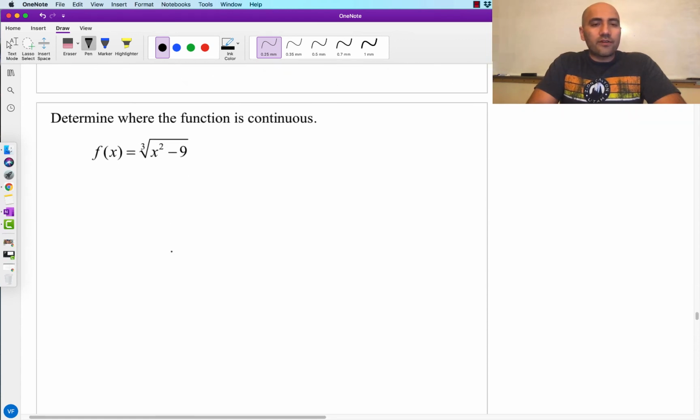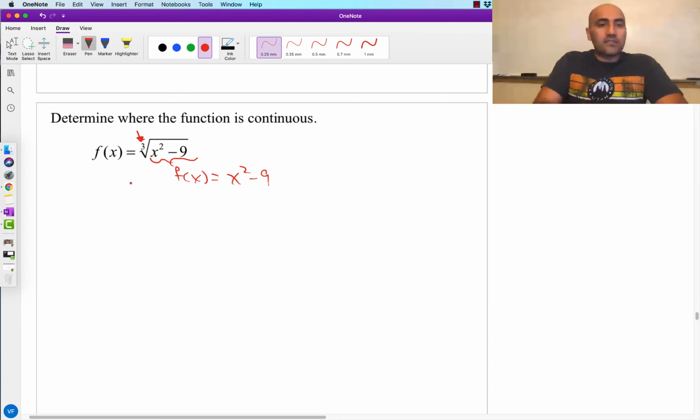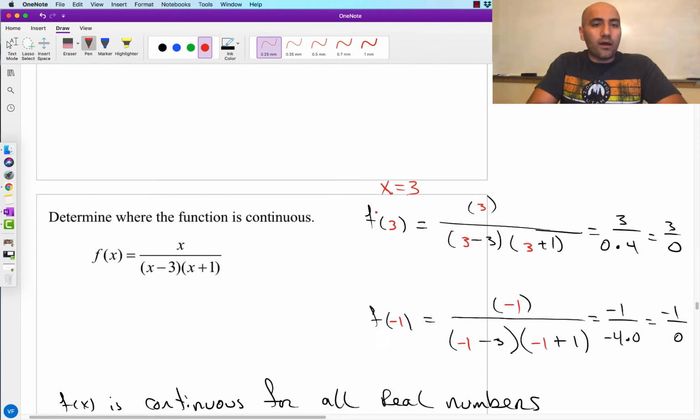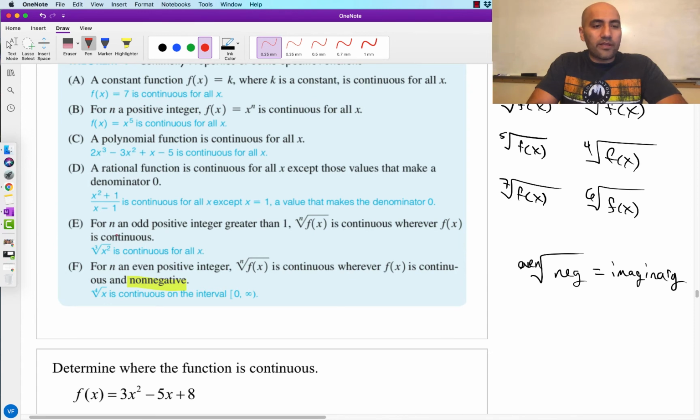Okay, determine whether this function is continuous or not. Okay, so we have inside here, this function inside here, f of x equals x squared minus 9, that's a polynomial. Polynomials are continuous for all real numbers. And also this is an odd value. So therefore, the whole thing is going to be continuous for all real numbers. This is an example of this little property here.